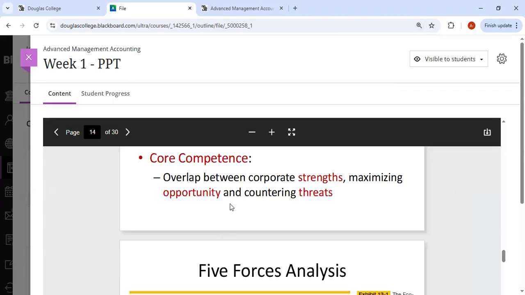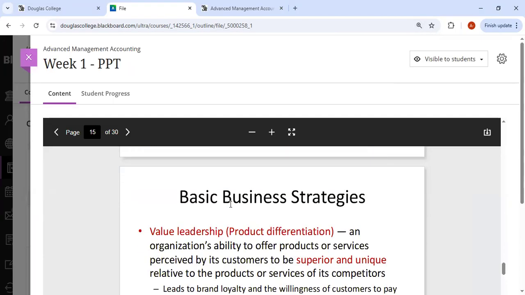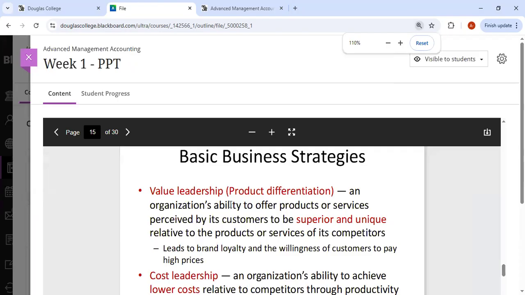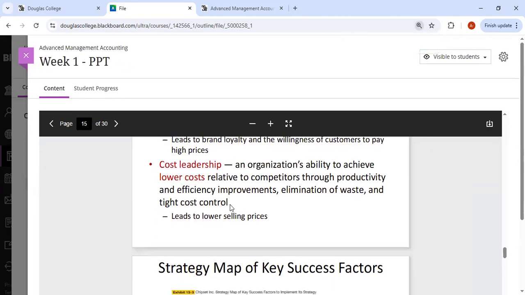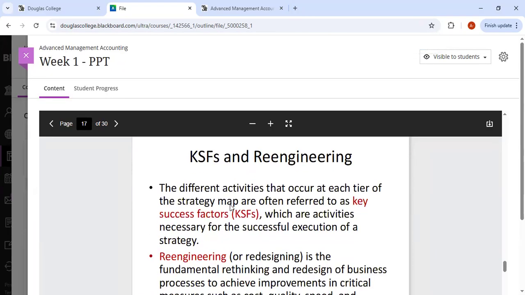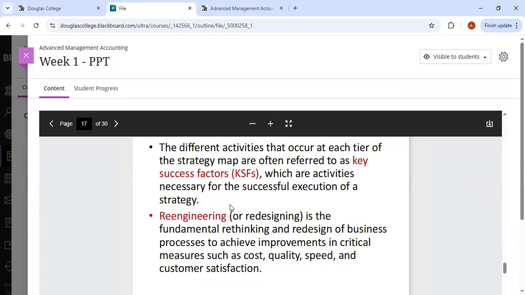So the key successful factors in re-engineering, how do those work together? Well, re-engineering simply will be readjusting our process in order to meet the needs of our customers. So the key successful factors will be different activities that happen at each tier of the strategy map. They are often referred to as the key successful factors, which are the activities necessary to successful execution of the strategy.